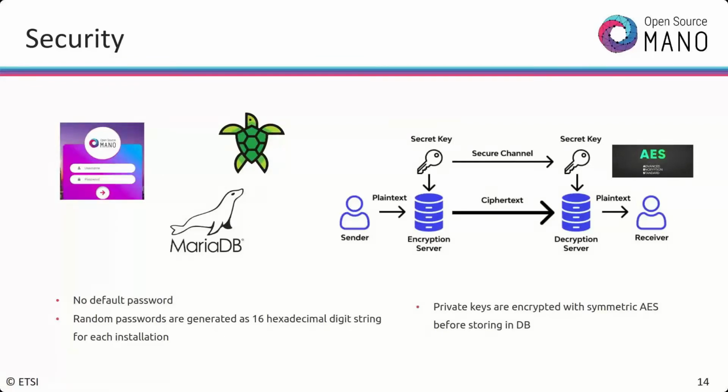In Charmed OSM, there will be no default password. It is a random password that's generated as a 16-digit or character hexadecimal string. And of course, OSM itself secures all of the private keys and passwords and everything in the database before they're stored. So we are using encryption at rest for these things.